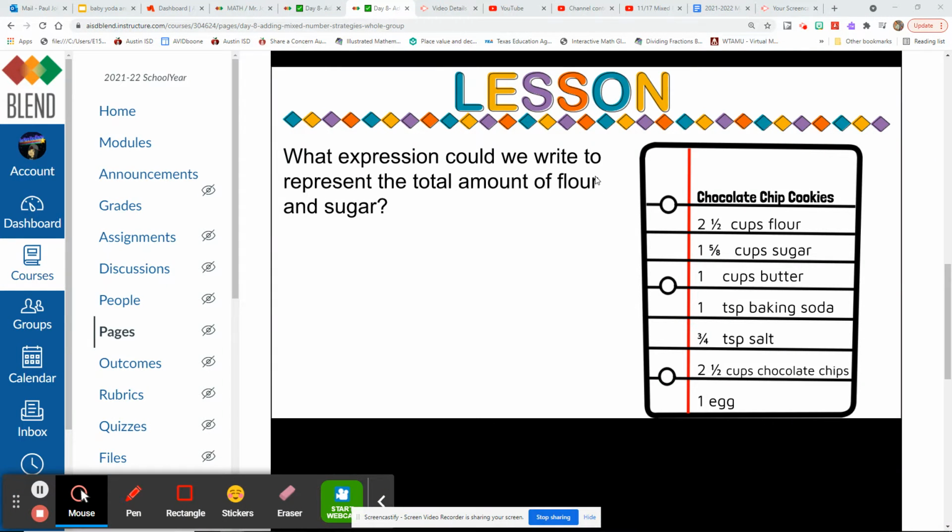Right, so what expression can we write to represent the total amount of flour and sugar? If you said we should put those two numbers together, boom, you're right. 2 1/2 plus 1 5/8. So let's take a look.